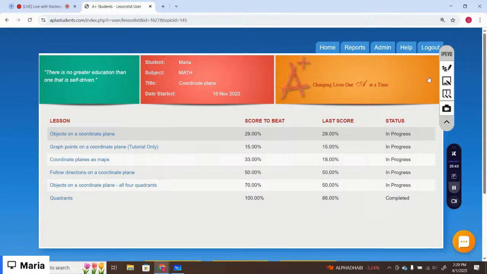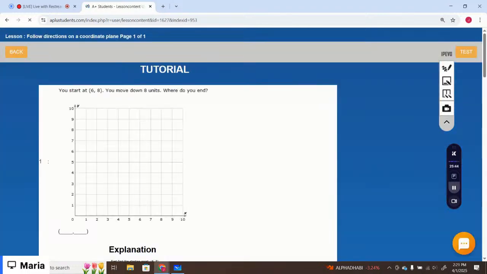The next lesson is follow directions on coordinate plane. Let's just start with the test questions.